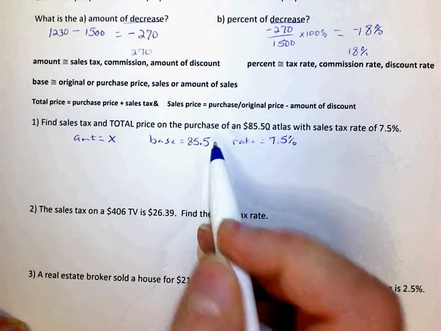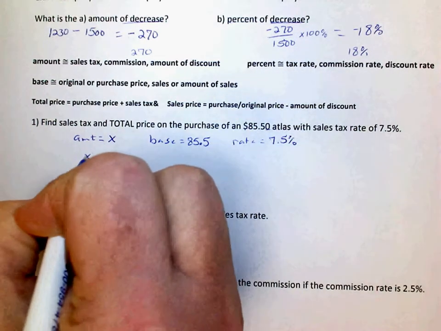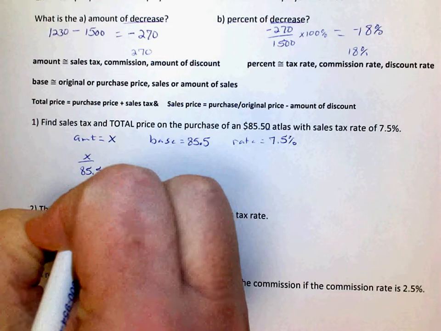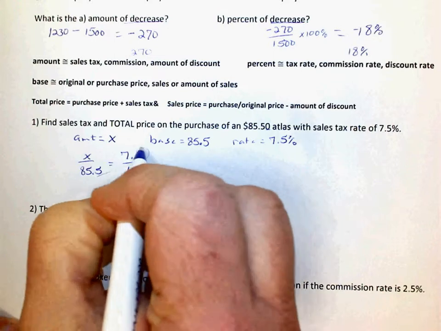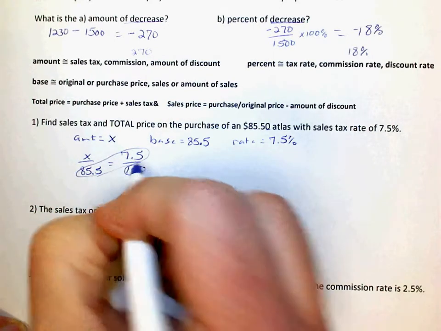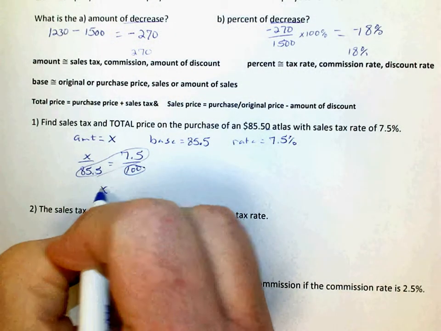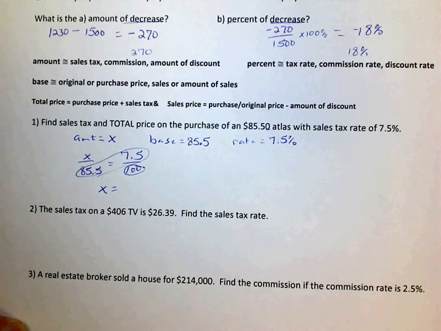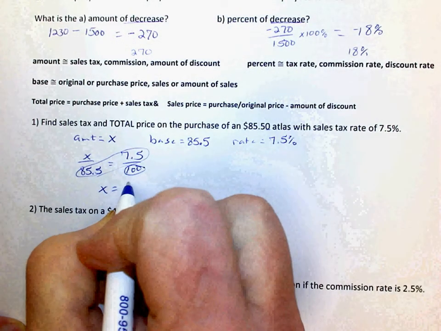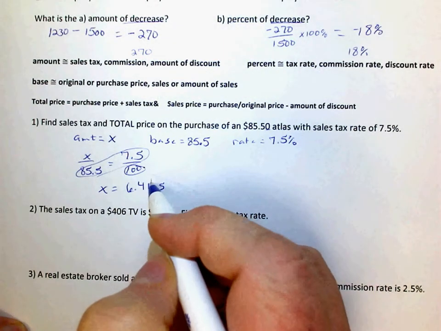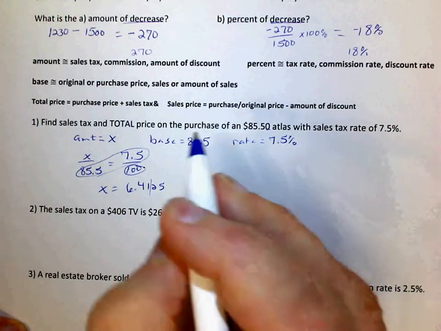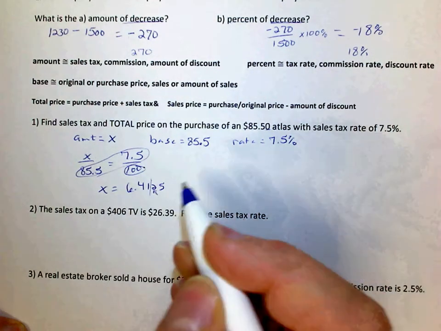So let's go ahead and do that. So amount over base equals your percent over 100. Multiply by these two, divide by that one. So X equals 85.5 times 7.5 divided by 100. And it gives you 6.4125. Well, we have to cut it off at 2 decimal places because of money. So if I look at that, it's less than 5, so I knock those off.